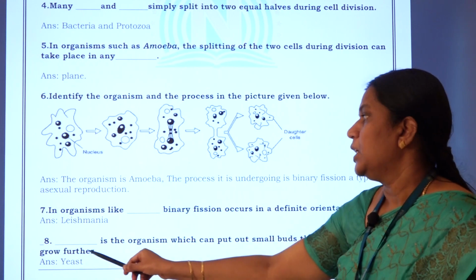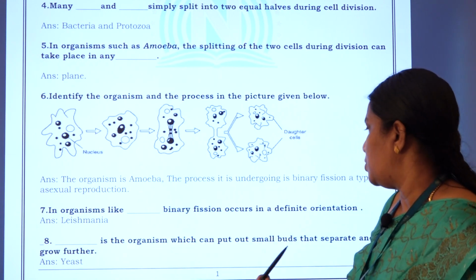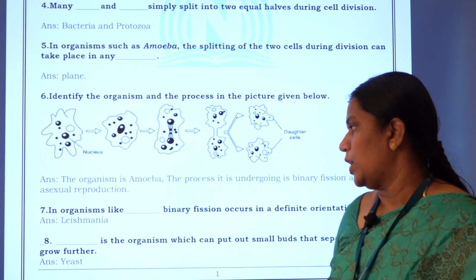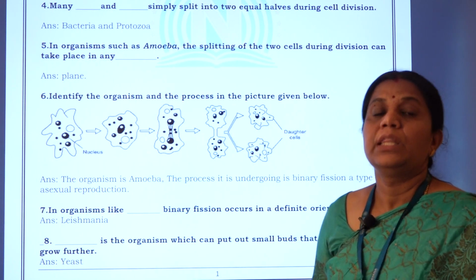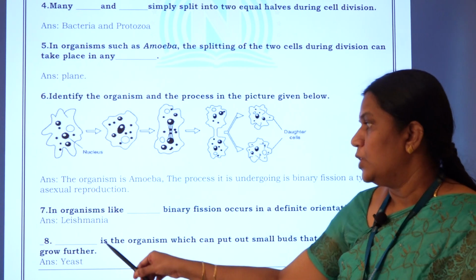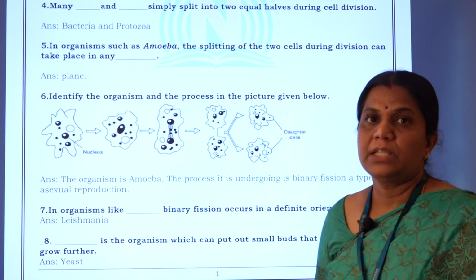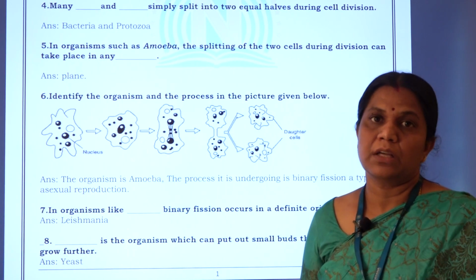Then eighth question, dash is the organism which can put out small buds that separate and grow further. Yeast. Yeast is the organism which can put out small buds. That process is called budding. So yeast is the organism which can put out small buds that separate and grow further. That process is called budding.